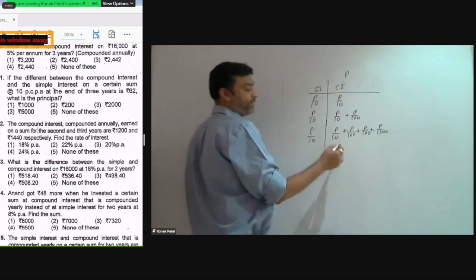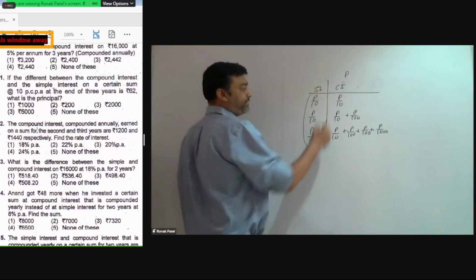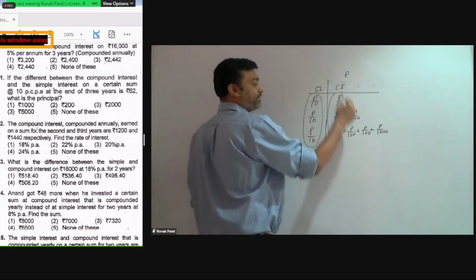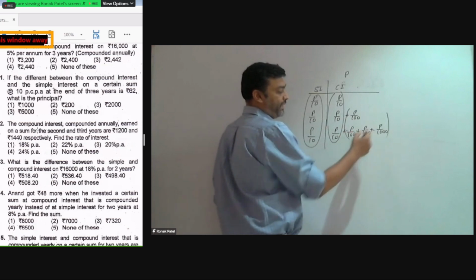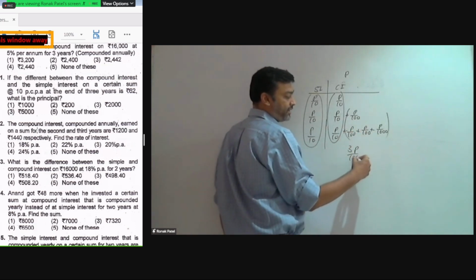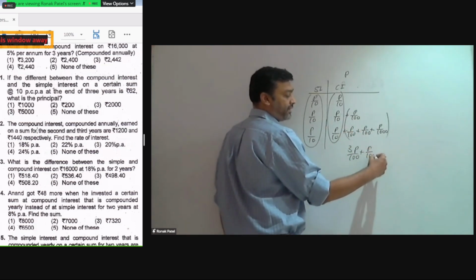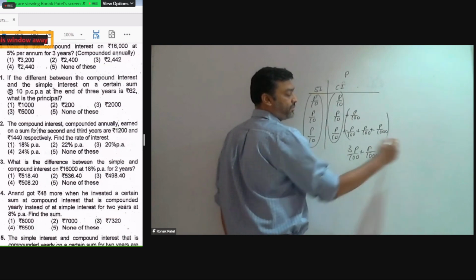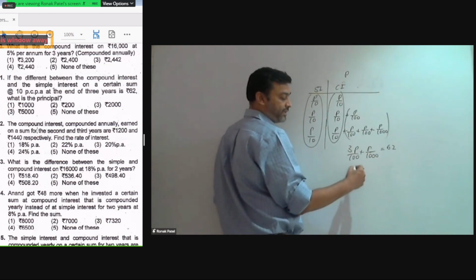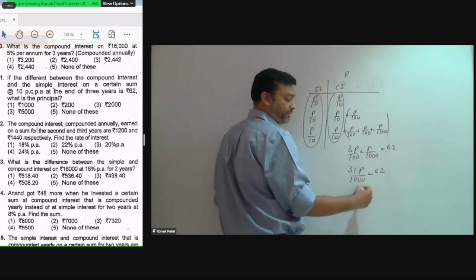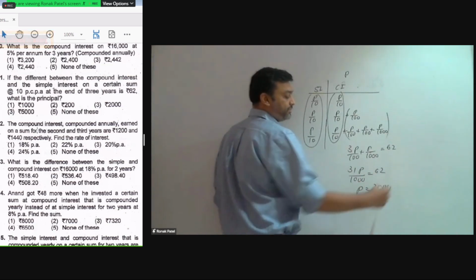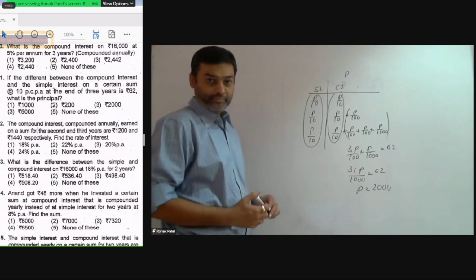Now difference means what? So these are same, right? So this is called difference, extra. So P by 100, P by 100, P by 100, that is 3P by 100 plus P by 1000, that is given 62. Then if you take LCM, this will become 31P by 1000. It's given 62, therefore your principal will become 2000. Now clear?